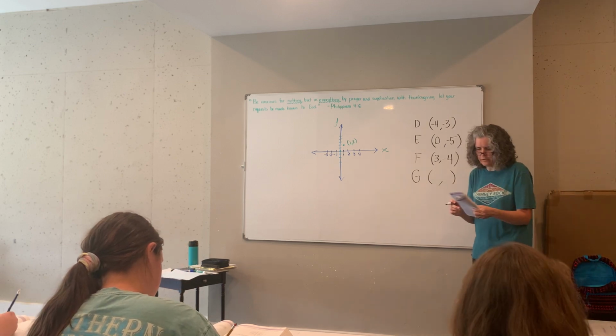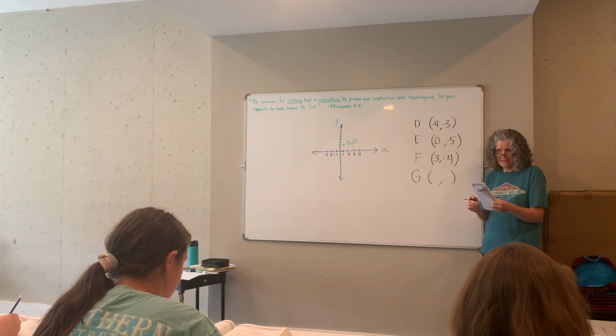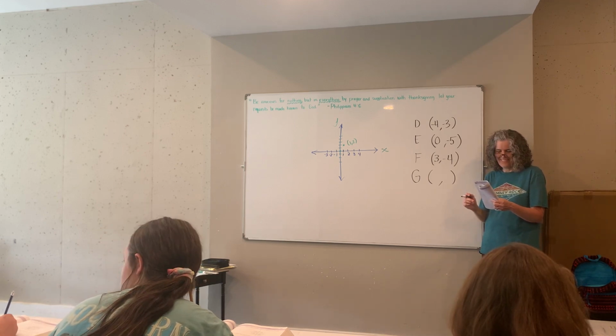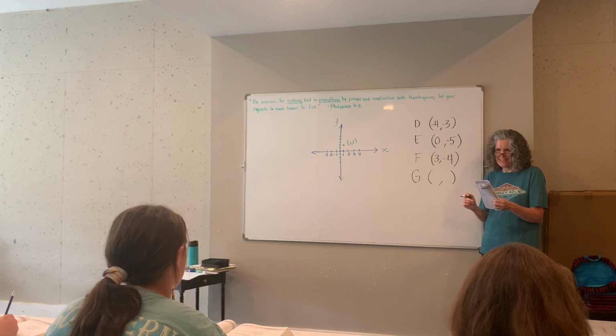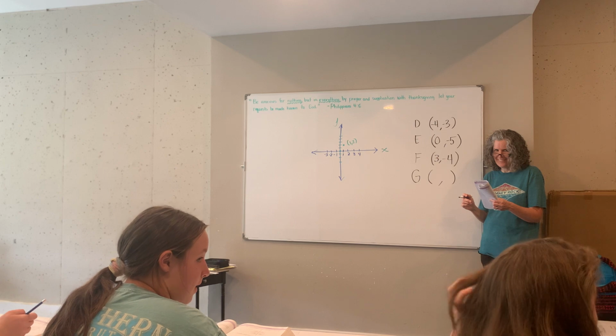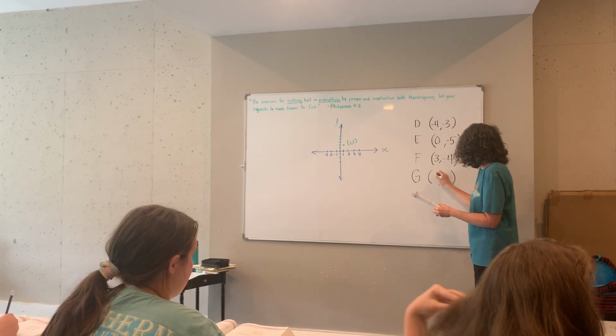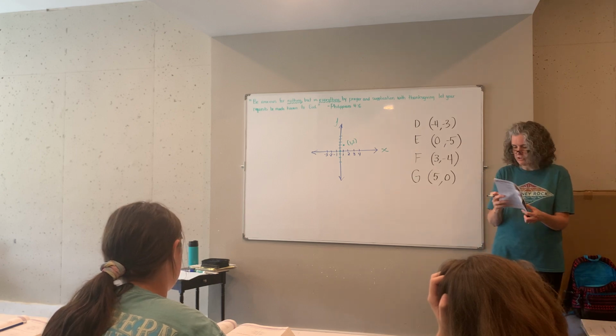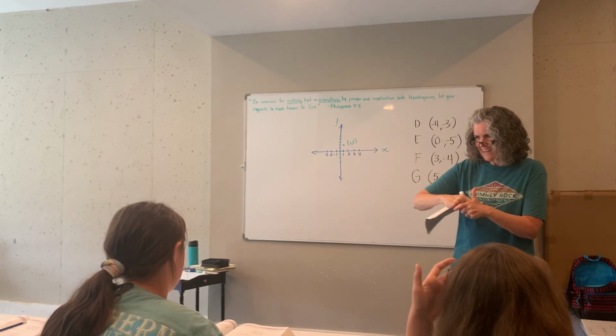Raise your hand if you feel good about G. I've got to get one of the girls. Violet just did one. All right, Lily or Raina, who's going to do G? 5, 0. Very good, 5, 0, because you go to the right 5 and you don't go up or down. Good job. All right, I want to look at the next lesson.